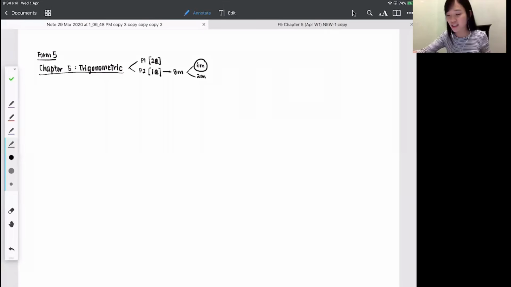So this is actually the concept of it. Today, I will teach you guys how to draw the graph. And guys, this chapter is seriously tough for students. They always say this is the hardest chapter in Form 5. So please concentrate, okay? Today, I just teach you how to draw a graph.